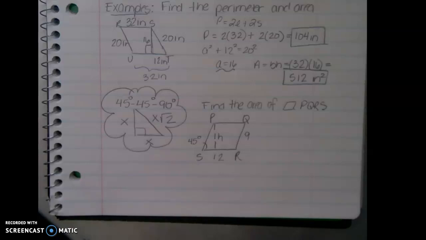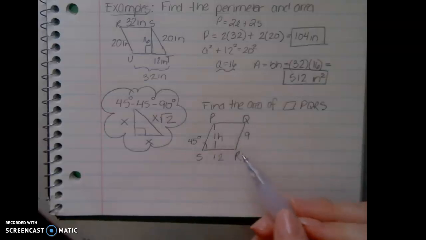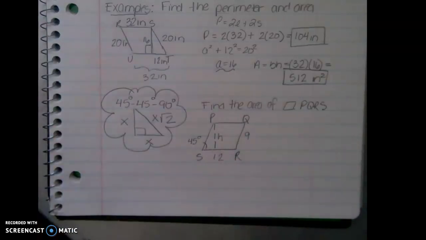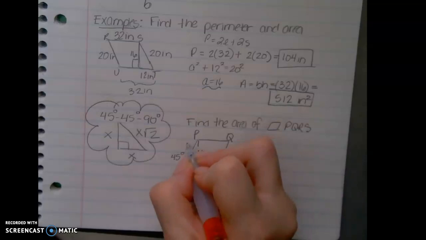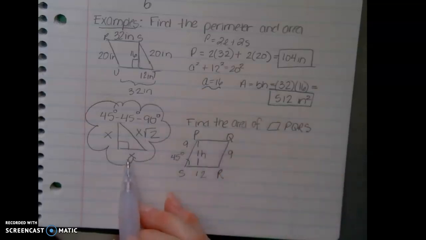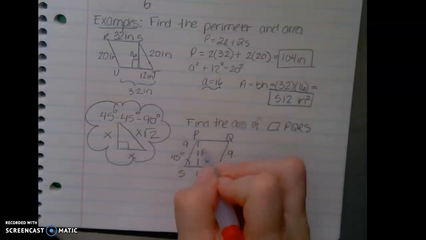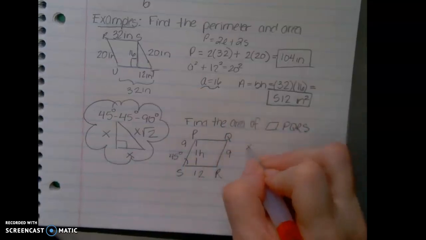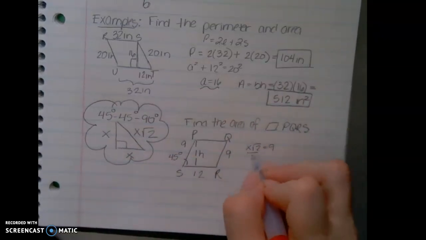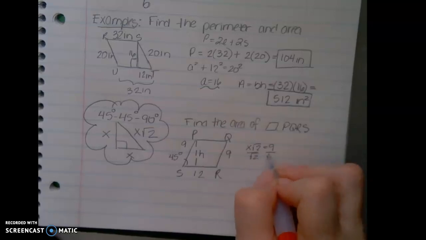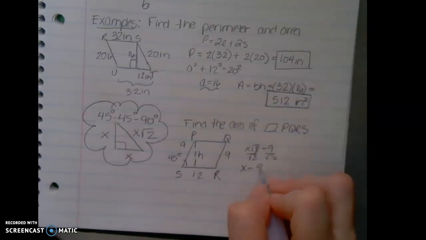Let's do an example now. Find the area of parallelogram PQRS. So it's a 45, 45, 90 right here because it tells us 45 degrees. First, I need to use 45, 45, 90 to find the height of the parallelogram. So this is 9, this is 9. So this is x, and x radical 2. So x radical 2 equals 9. I want to find this little piece right here, the height. So x equals 9 over radical 2.